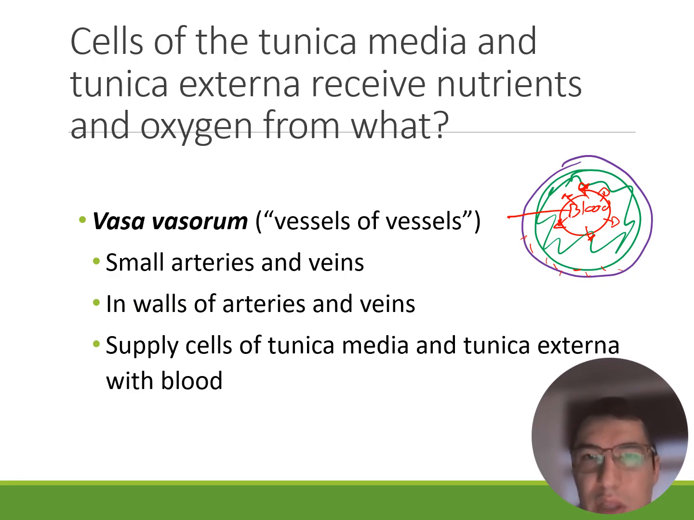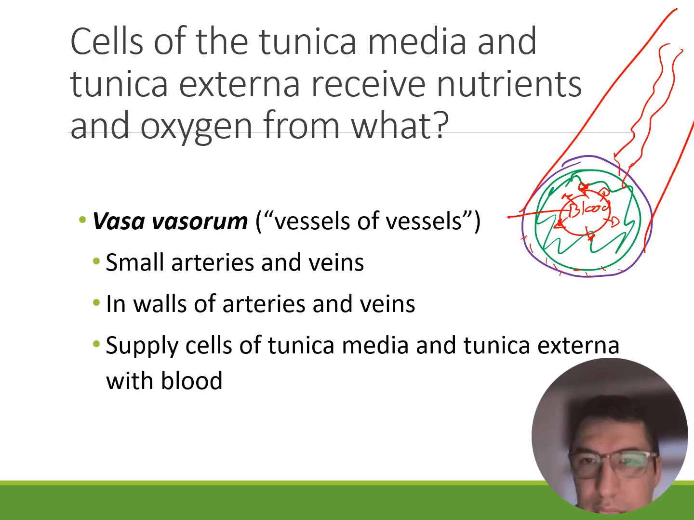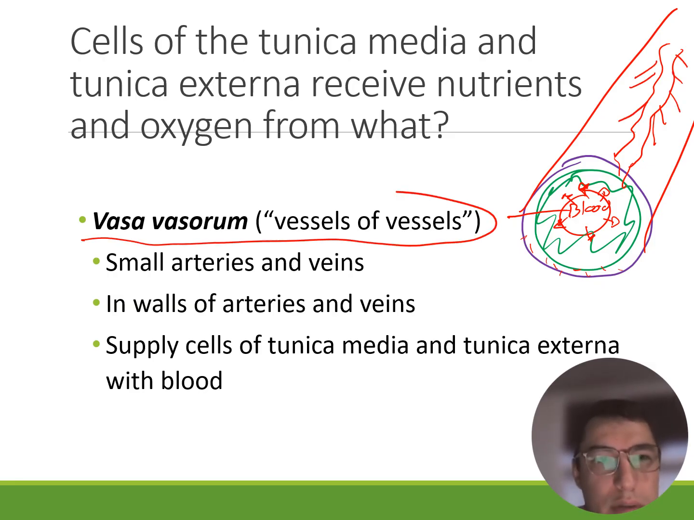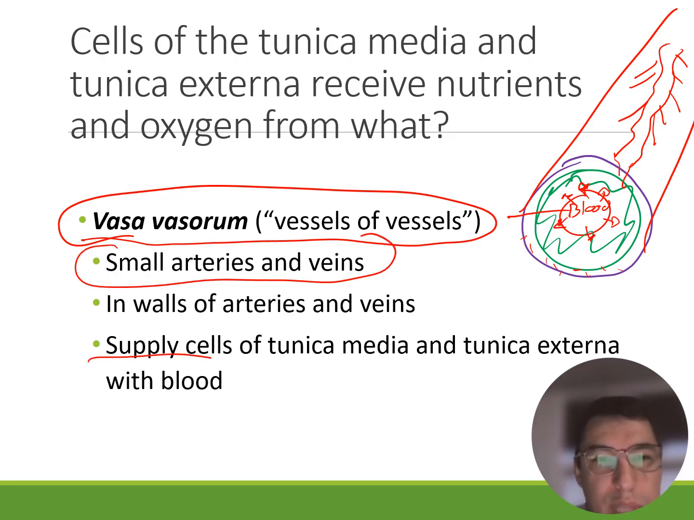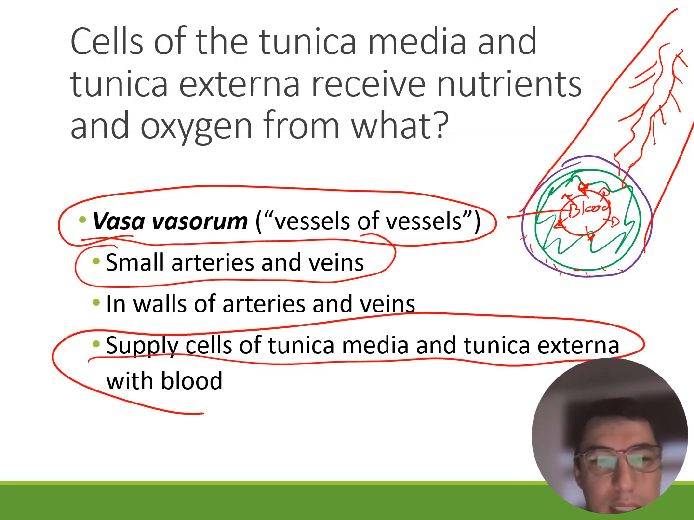So there are blood vessels that run along the vessel and they pierce that wall and they feed that vessel itself. And that is what we call the vasa vasorum. Okay, small arteries and veins that supply blood to the tunica media and the tunica externa.